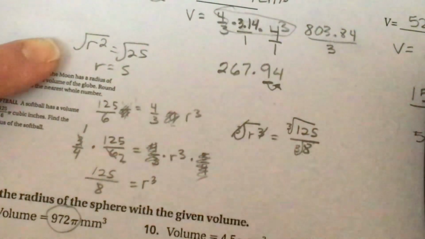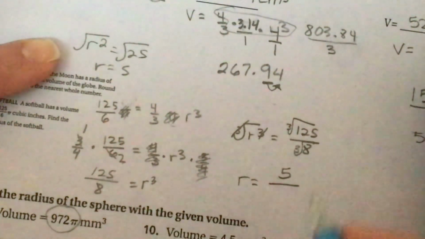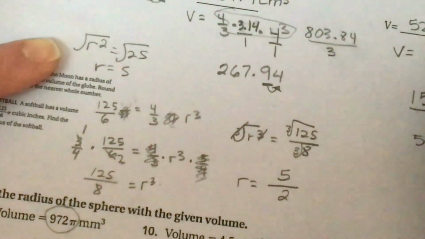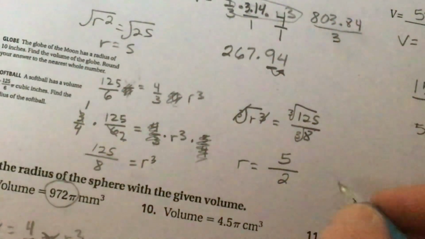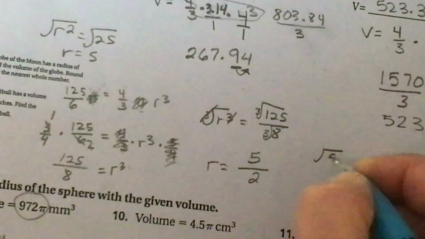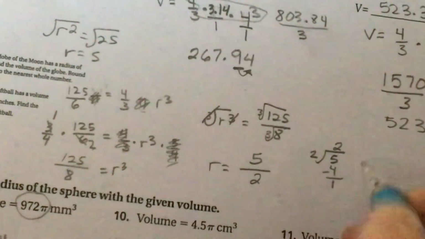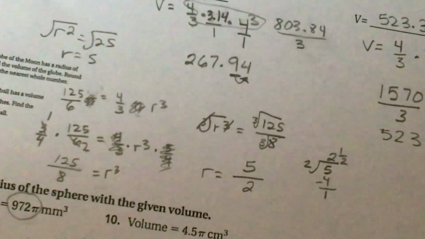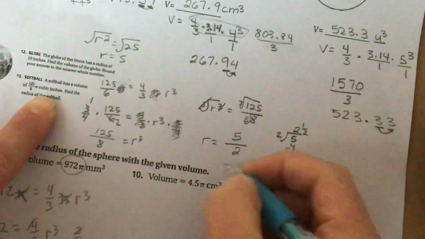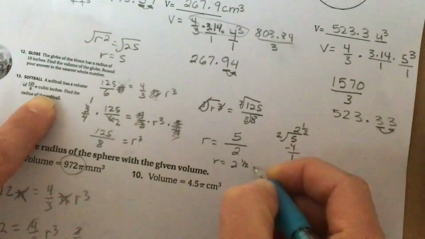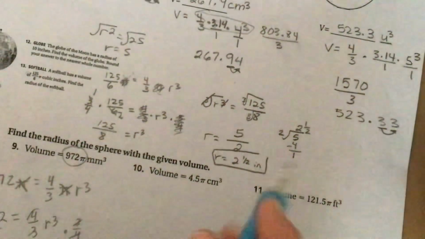Okay, so this cancels out, and I'm left with r. The cubed root of 125 is 5, and the cubed root of 8 is 2, right? So now for a radius, 5/2 is kind of a strange number. It'd be a better answer as a mixed number, so we're going to go ahead and divide that. 5 divided by 2. 2 goes into 5 twice, and 2 times 2 is 4. Subtract and get 1. So my radius is 2.5 inches. And remember, it's not cubed because we didn't find volume. We found radius, and that's one dimension.